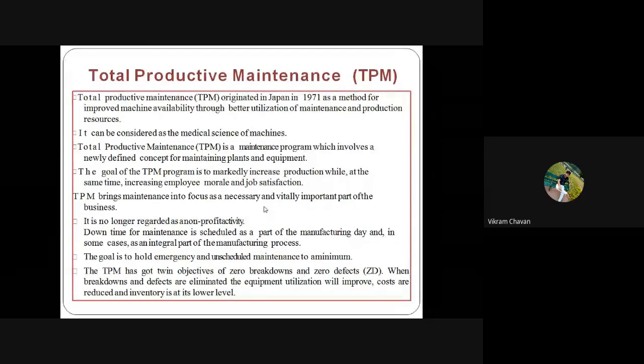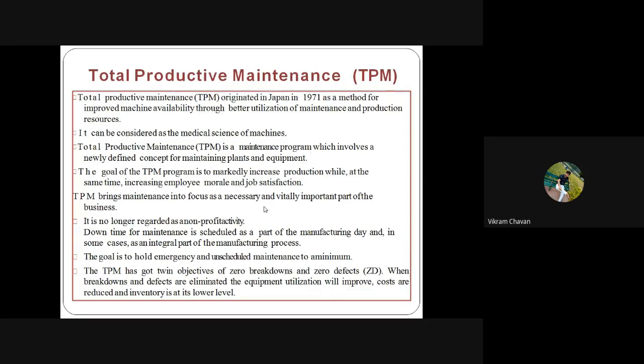The downtime for maintenance is scheduled as a part of a manufacturing day, and in some cases as an integral part of a manufacturing process. The goal is to hold emergency and unscheduled maintenance to a minimum level. TPM has twin objectives of zero breakdown and zero defect. When breakdown and defects are eliminated, the equipment utilization will improve. Costs are reduced and inventory is at its lower level.